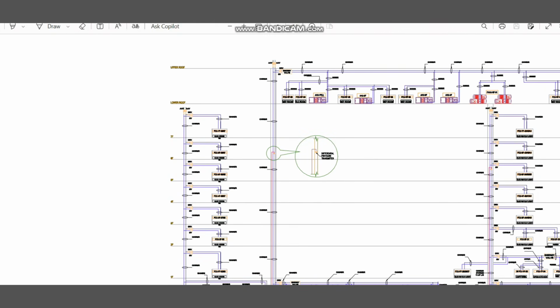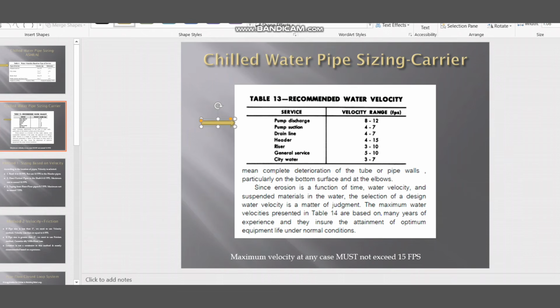of the floors. There are two pipe sizing methods available for chilled water pipe sizing. One is called the velocity method and the second one is the velocity plus friction method. Let me tell you both methods and then I will tell you which method I am using for my design, then you can finalize.